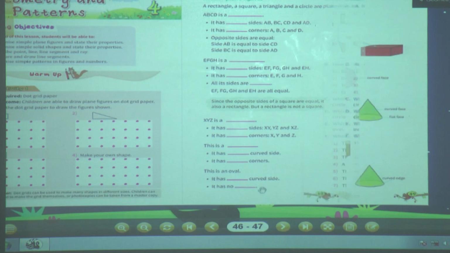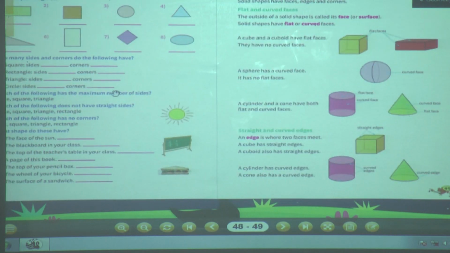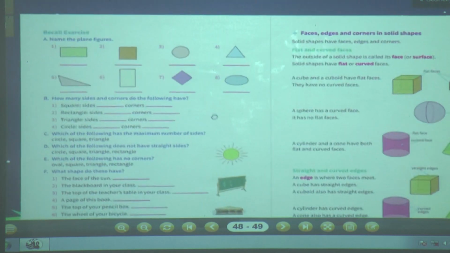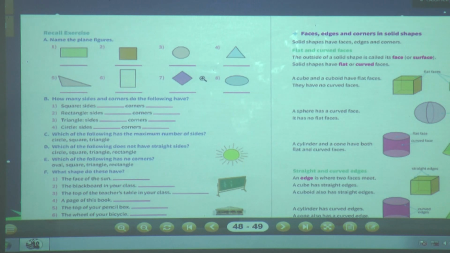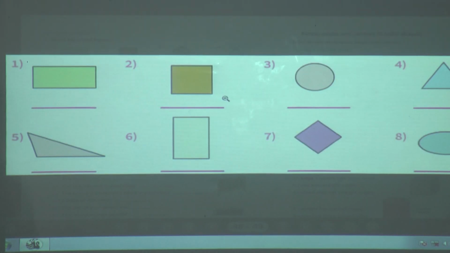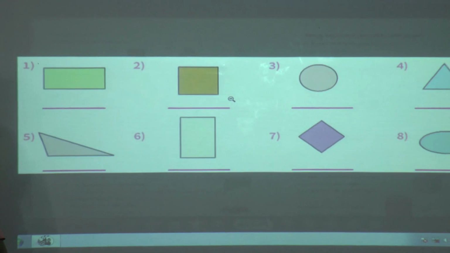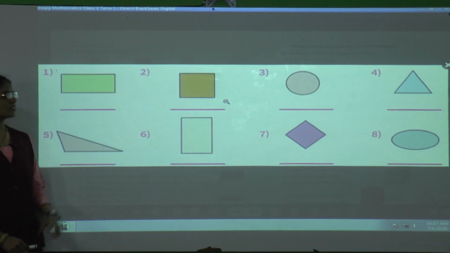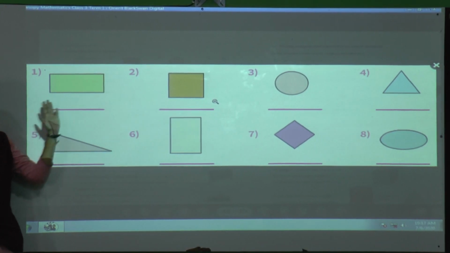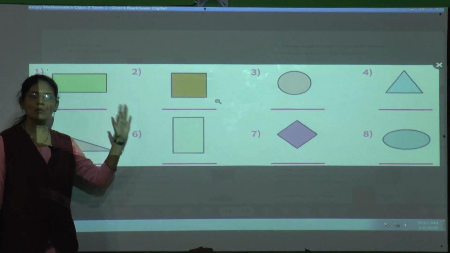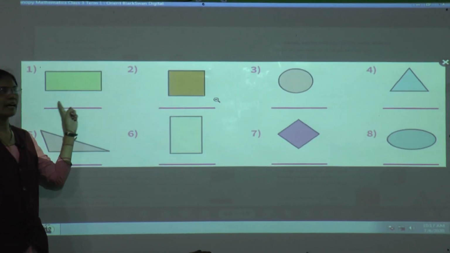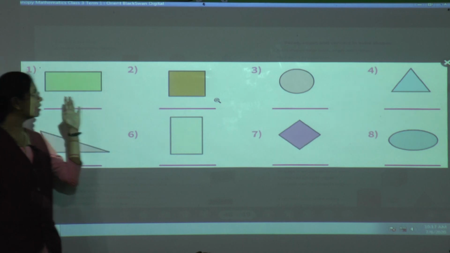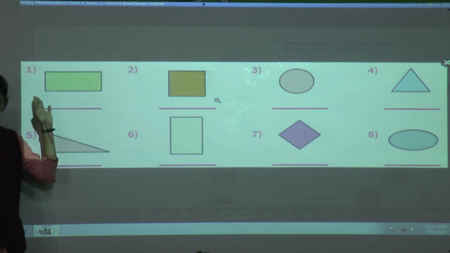Open your textbook and the page number is 48. Now we are going to solve the recall exercise. Okay. We are going to solve the recall exercise. Now see this shape. Here some shapes are given to you. And what do we have to do? We have to write its name only. Now see here. See this shape.